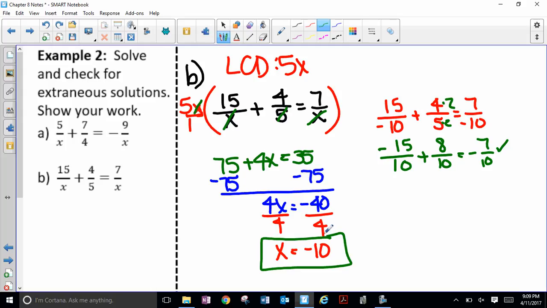Okay, so that's what you do when you have variables, and if this was x squared, then it would have been 4x squared, because remember, when you're looking at the variables, you take the highest exponent on the variable.